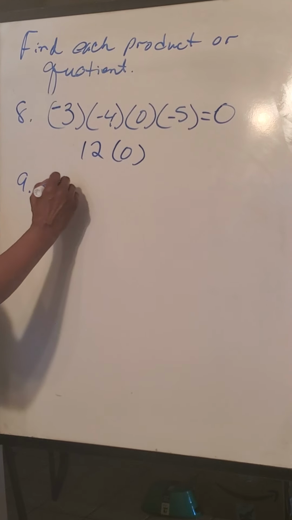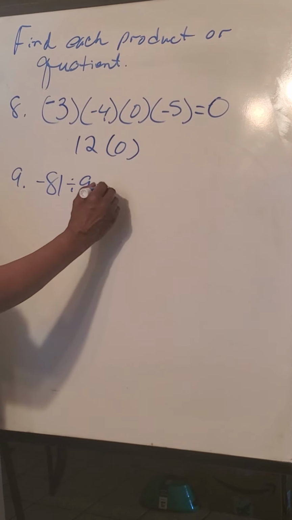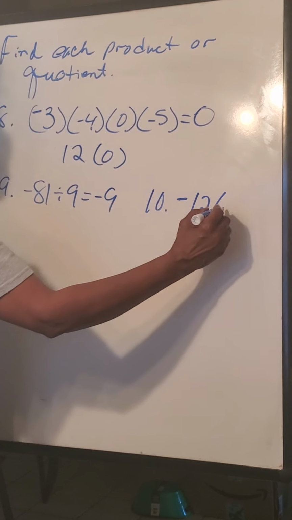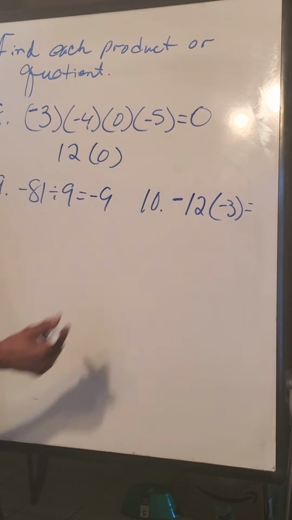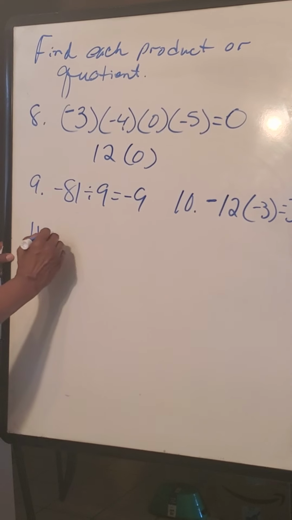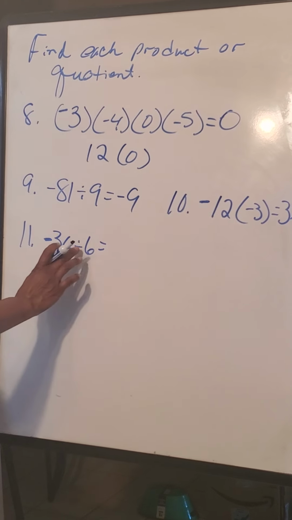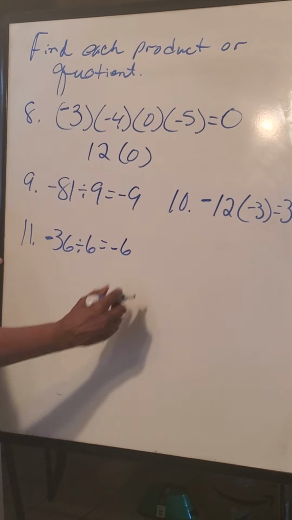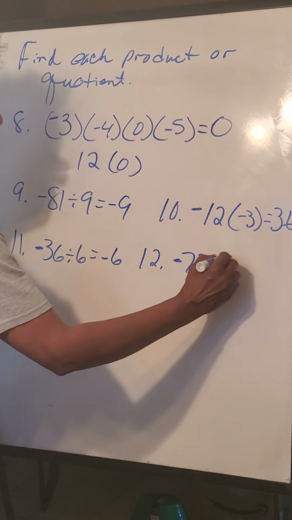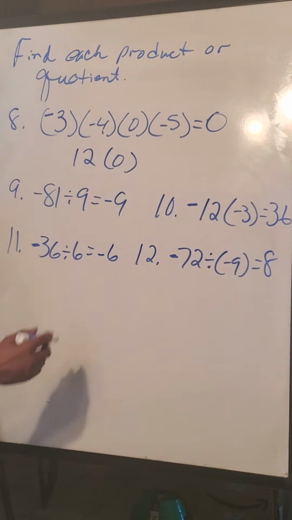Example 9. If I had a negative 81 divided by 9. A negative divided by a positive gives me a negative, so my answer is a negative 9. Example 10, if I had a negative 12 times a negative 3. A negative times a negative is a positive, so that gives me a positive 36. Example 11, if I had a negative 36 divided by 6. A negative divided by a positive gives me a negative, so I get a negative 6. Example 12, if I had a negative 72 divided by a negative 9. A negative divided by a negative is a positive, so my answer is a positive 8.